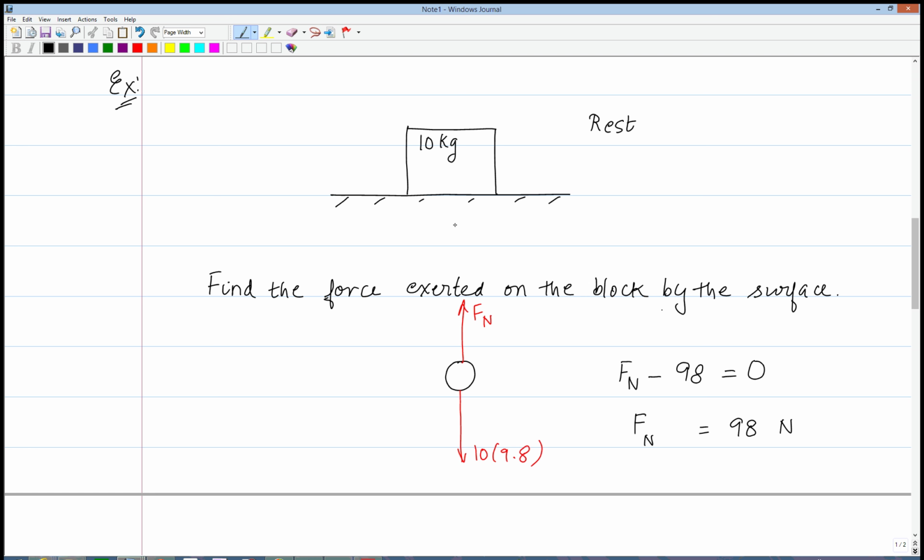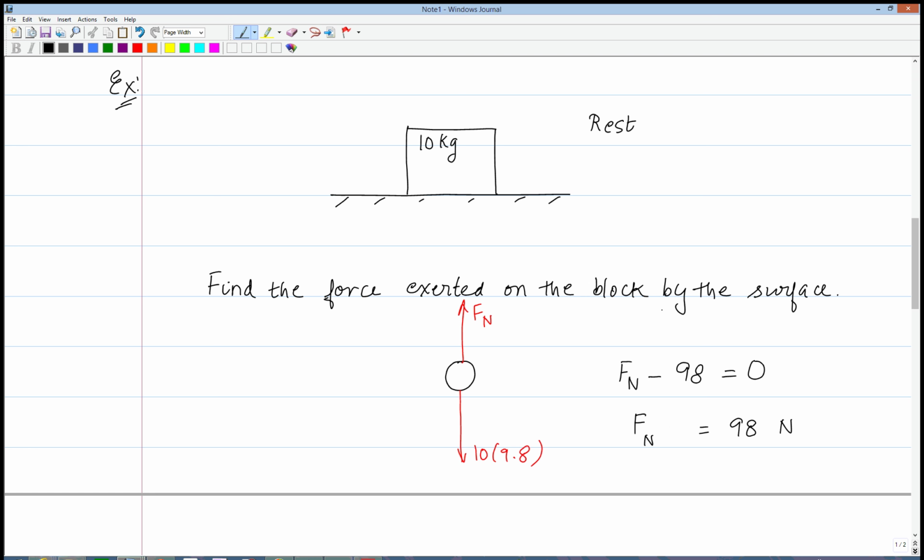Let's make sure that we understand what's going on. We have an object sitting on the surface, and we're asking what is the force exerted on the block by the surface. We draw our free body diagram, and we have 98 newtons pulling it down and the table pushing the object up. Since nothing is accelerating, the total force is 0, and therefore Fn has to be equal to 98 newtons.